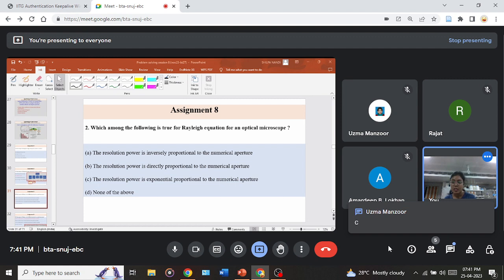C. I've got an answer as C. You will see what the correct answer is. I have got option A also as an answer. Can anyone tell me what this Rayleigh equation is, or even write it in the chat box if you don't want to speak up? The Rayleigh equation for an optical microscope is given as, how is it expressed basically?